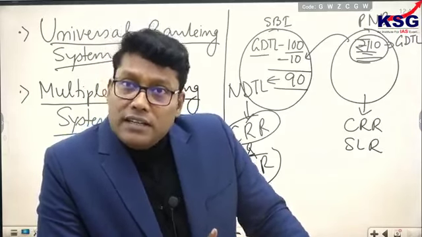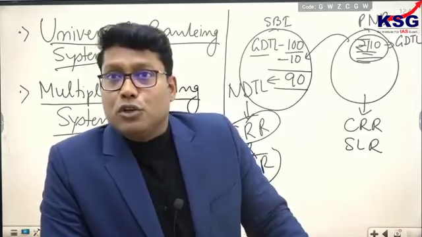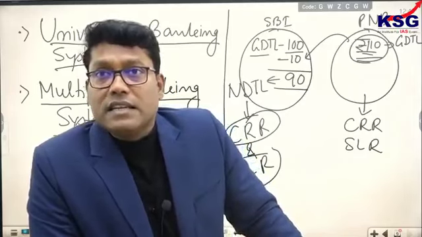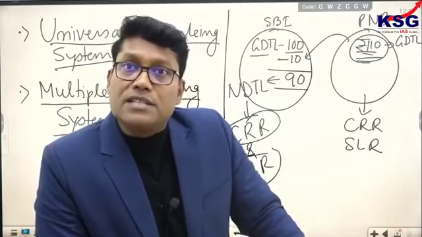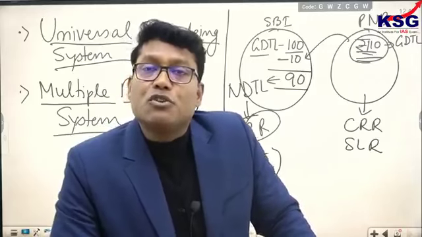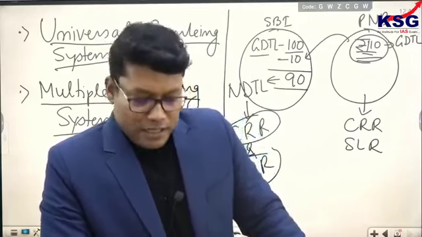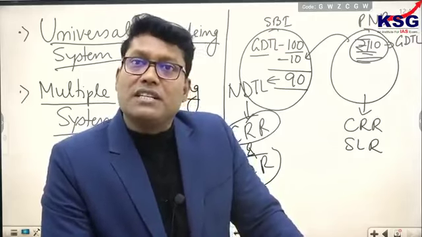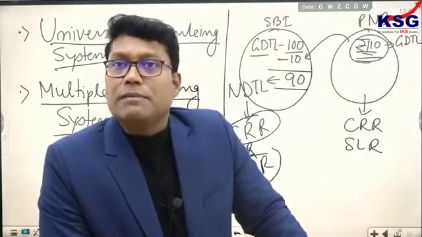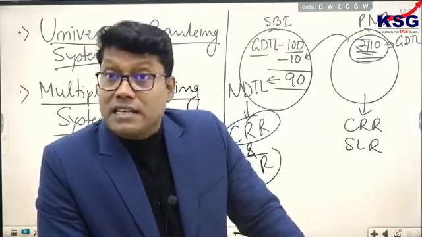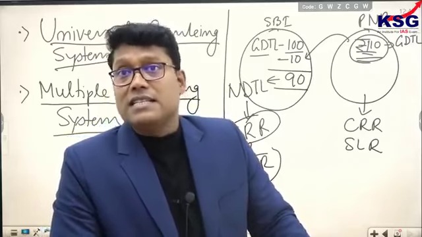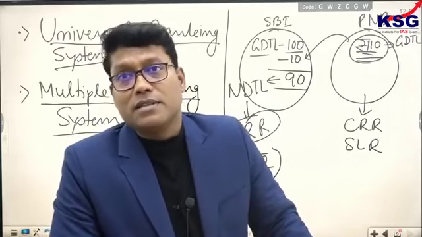So if 100 is your GDTL, gross demand and time liabilities, and 10 rupees is other banks' deposits, then these 10 rupees you have to subtract from GDTL. The moment you subtract it from GDTL, the left amount is 90 rupees, and 90 rupees is known as NDTL, net demand and time liabilities.